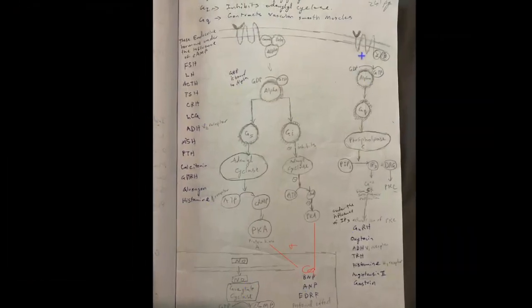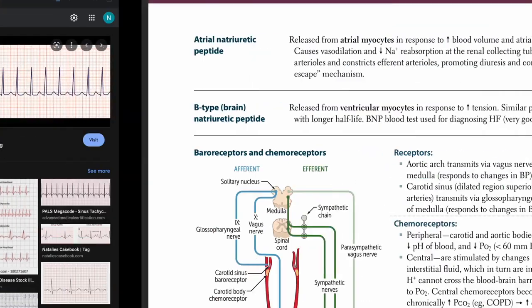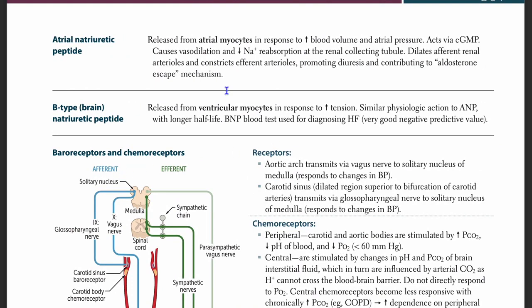This thing right here. So NO with guanylate cyclase, GTP, cGMP. It activates protein kinase G. So cGMP causes vasodilation and decrease in sodium reabsorption. It causes vasodilation, decreases sodium reabsorption at the renal collecting tubules.